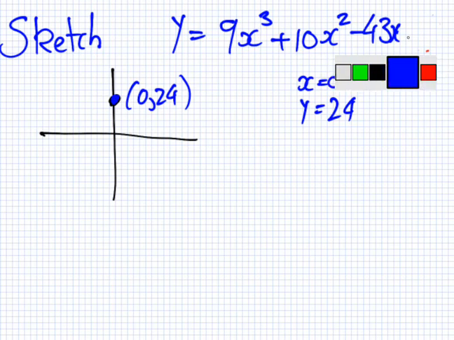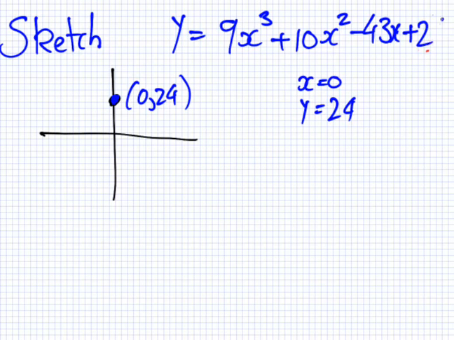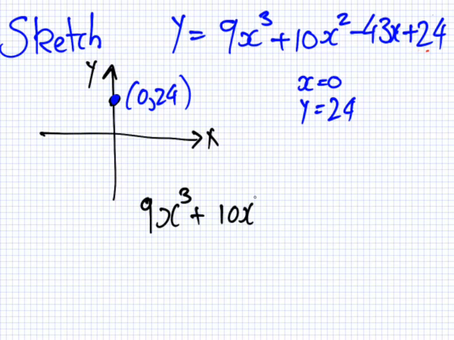So the real problem, I suppose, is trying to find where it crosses the x-axis. So how do we find where it crosses the x-axis? Well, that's when you make y equal to 0. So you want to solve 9x cubed plus 10x squared minus 43x plus 24 equal 0. You make y equal to 0, okay?